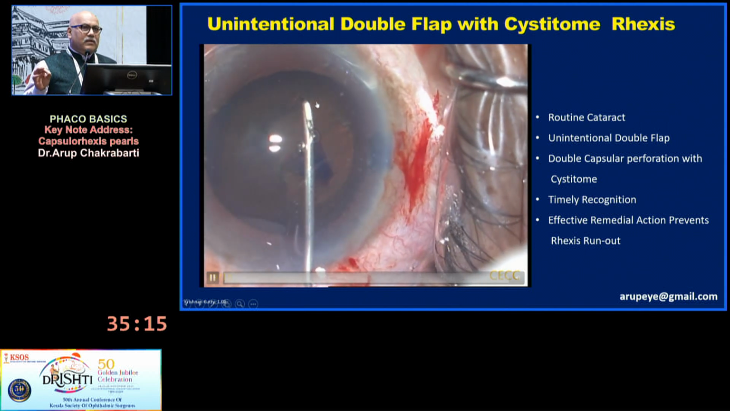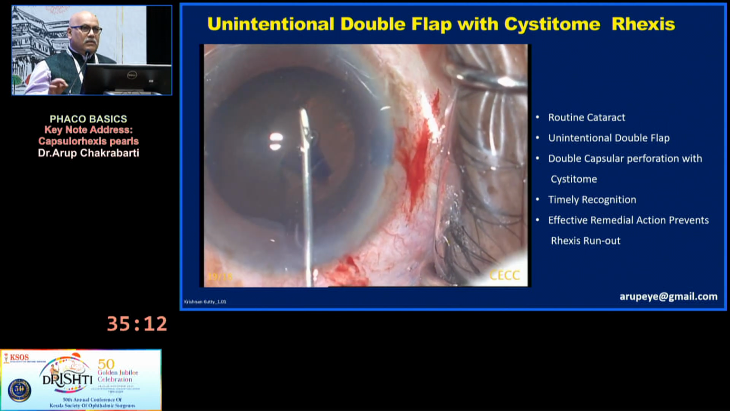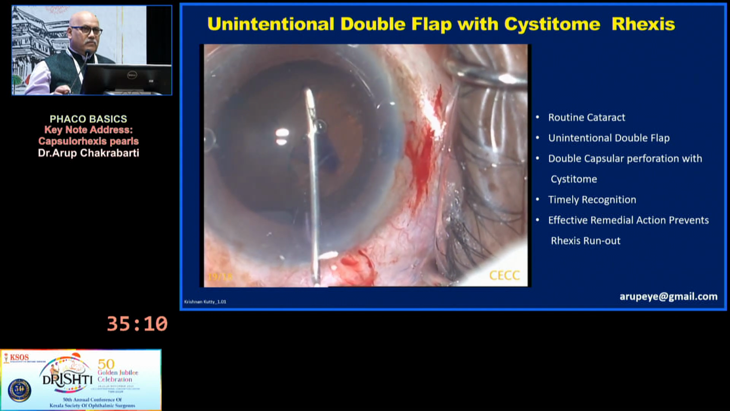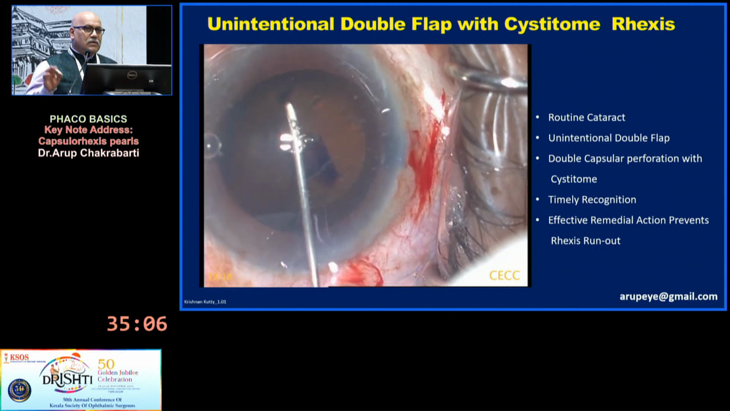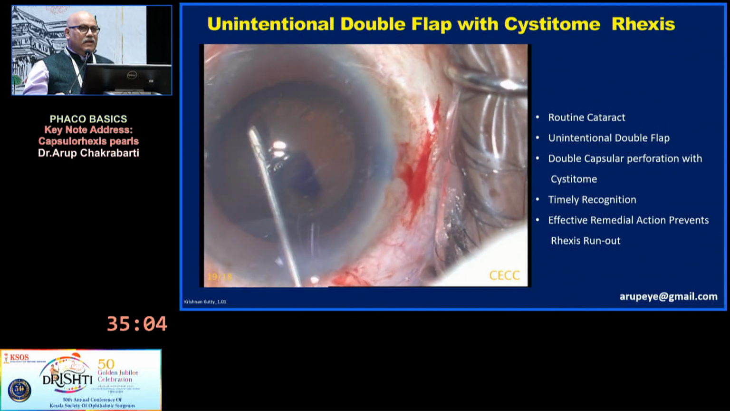Sometimes it may be very minute, you may miss it, but in this case I knew that things were not very safe because visibility was compromised. So I injected OVD and then took that particular tag and converted it into a rhexis.